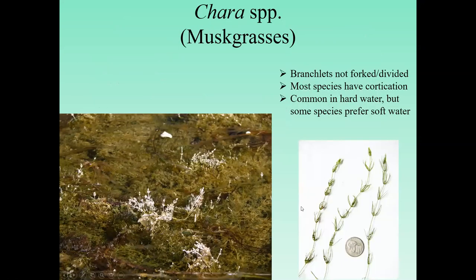So let's talk about Chara in general first. This group includes about 10 species here in Wisconsin, at least. There may be more that we haven't found yet. They have branchlets, and again, that just refers to those leaves that are around the stem. The branchlets are not forked or divided at all. They are straight, and then they just come to an end. Most of those species have the corticating cells along the stem, and they tend to be more common in hard water, although we do have some species in the Midwest that very much prefer soft water habitats. They like to be in peat, they like to grow in bogs and other more acidic, nutrient-poor environments. So it is certainly not exclusively a hard water group.